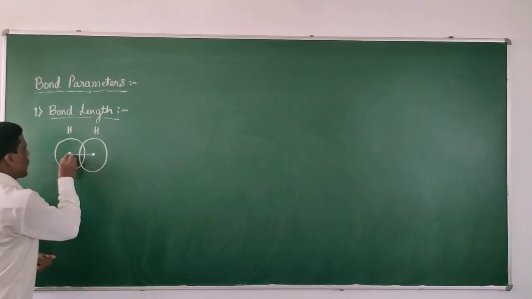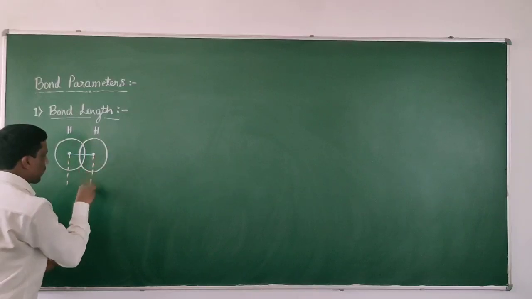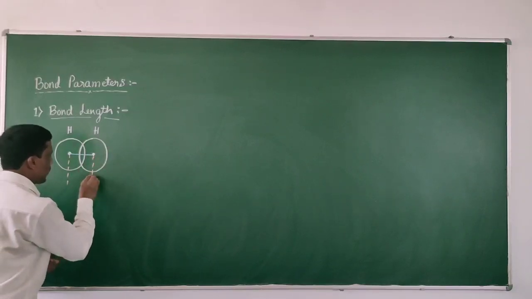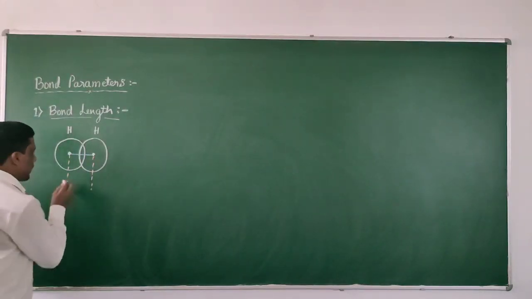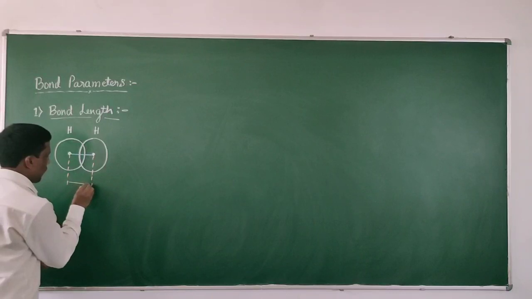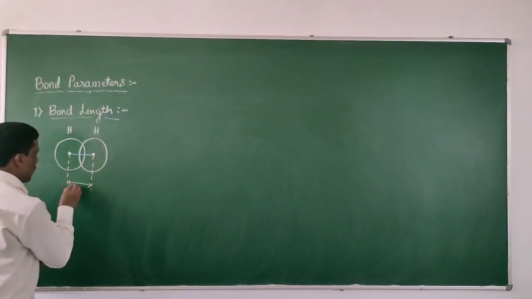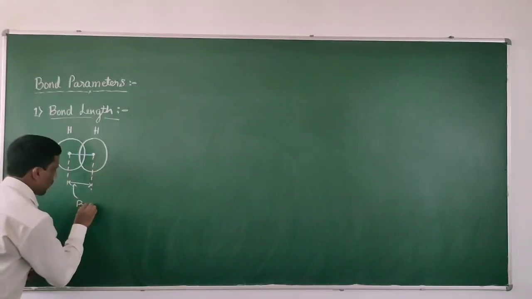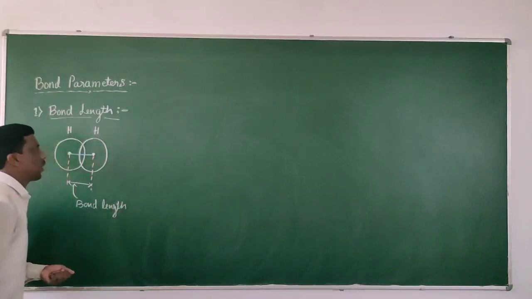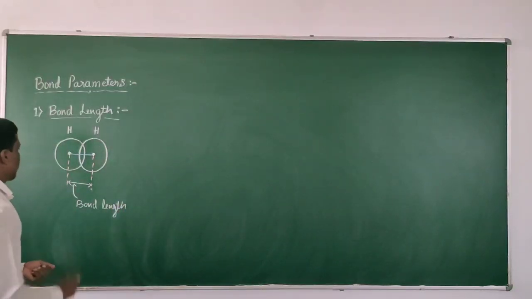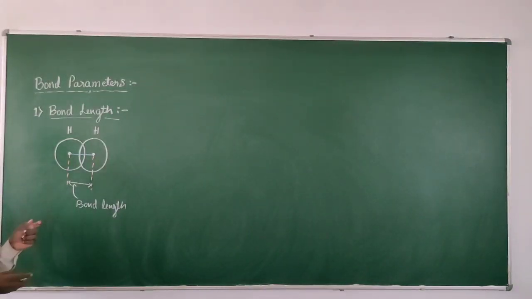Okay, what is that distance? This is the distance now. Distance between these two nuclei of hydrogen molecule. This distance is called as what? Bond length. Then we call it bond length. What is bond length? The equilibrium distance.